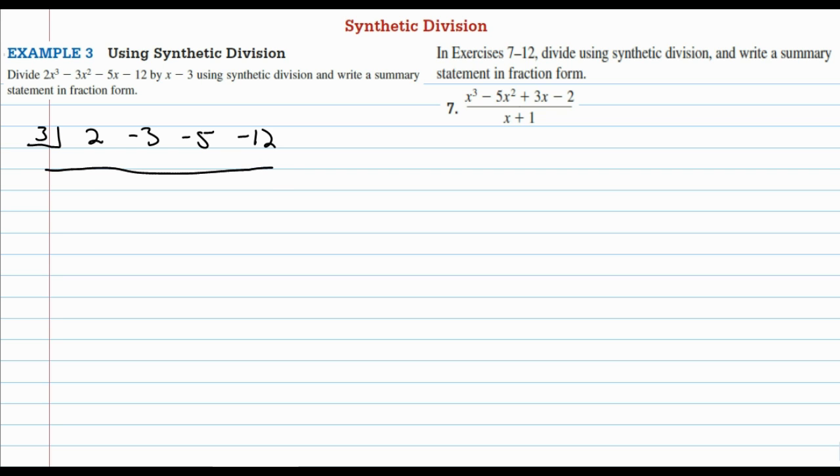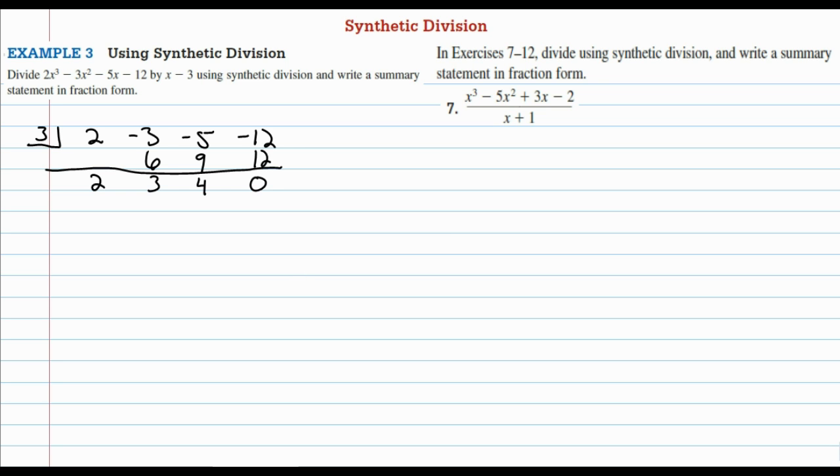First step in synthetic division is to drop the first term of my function down to the bottom of the bar. 3 times 2 is 6, so I'm going to write a 6 up here. Now -3 plus 6 is 3. This is a whole bunch of multiply, add, multiply, add, multiply, add, multiply, add. So now I'm going to multiply 3 times 3, which is 9, and then add. -5 plus 9 is 4. 3 times 4 is 12, -12 plus 12 is 0.